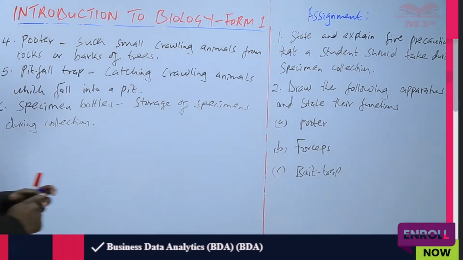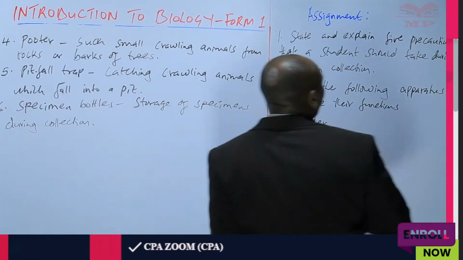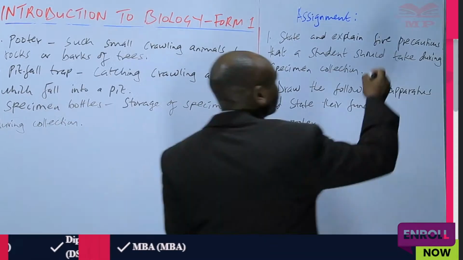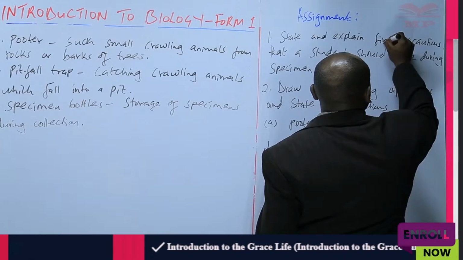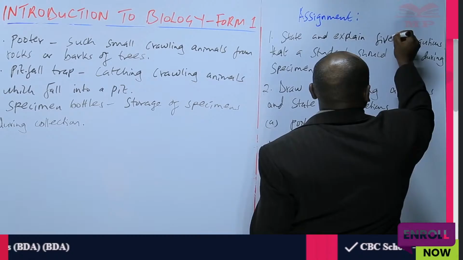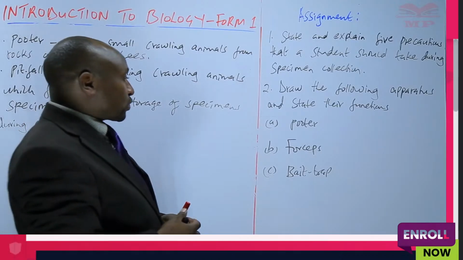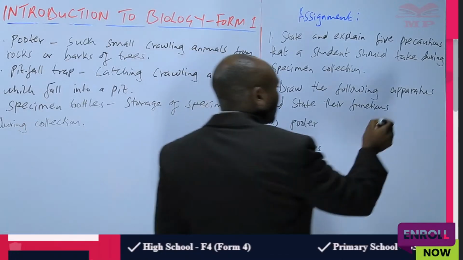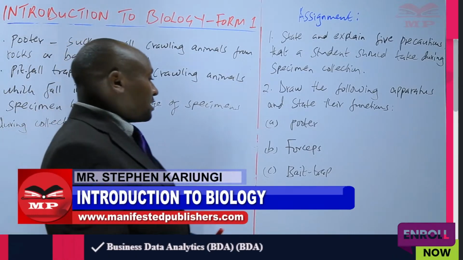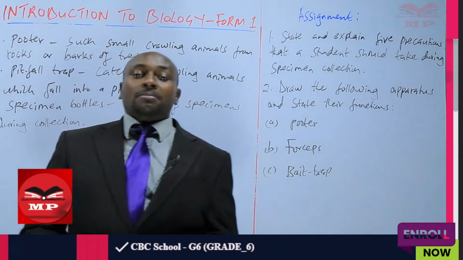So the first question in the assignment: state and explain 5 precautions that a student should take during specimen collection. Number 2, draw the following apparatus and state their functions: A, pooter, B, forceps, and C, a bait trap. So we are going to stop there. See you next time.